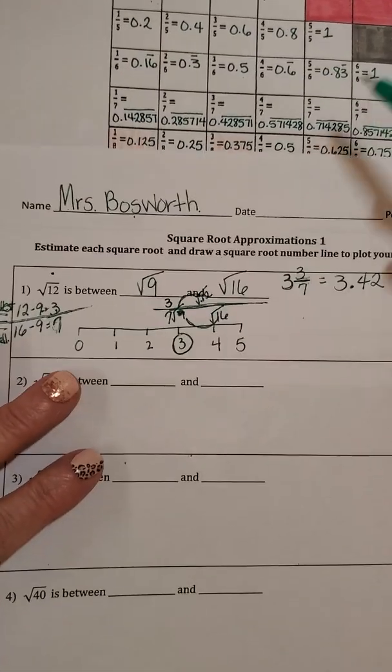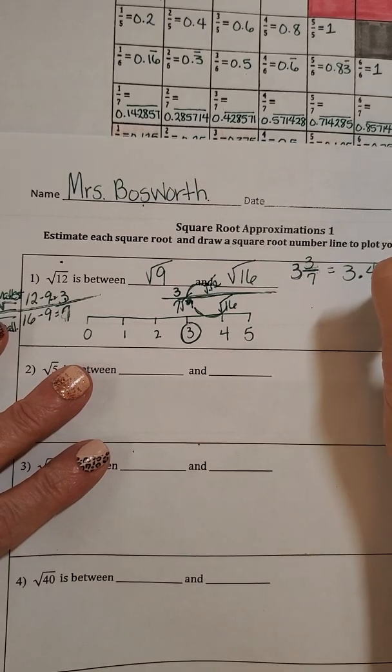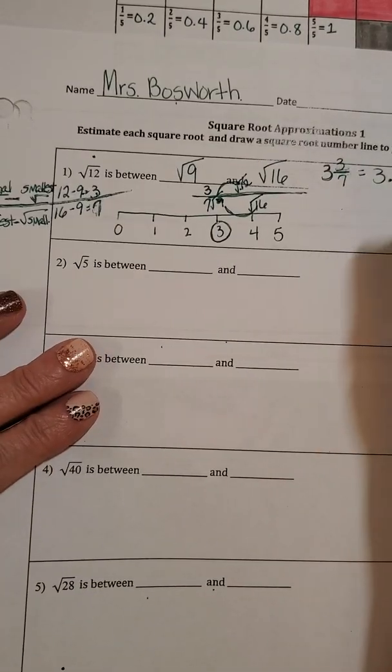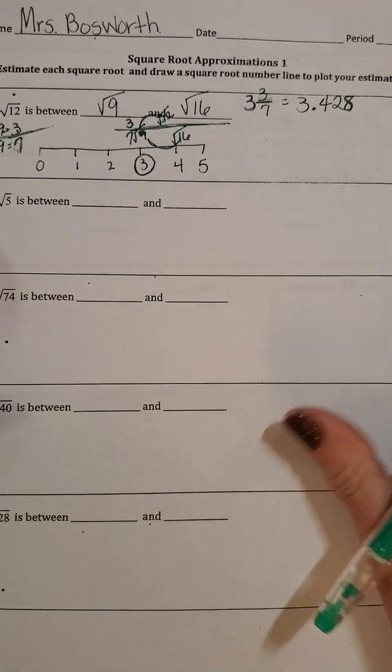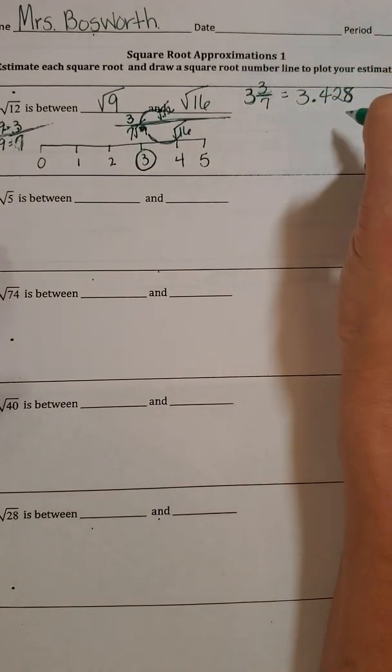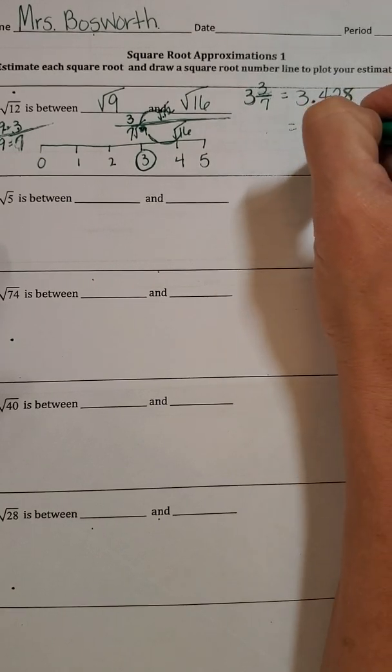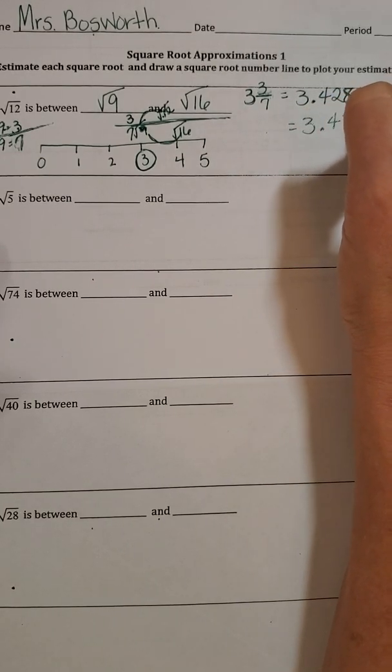Let's go ahead and go out 3 decimal places: 0.428. So we're going to round this to 2 decimal places this time instead of just 1. So this rounds to 3.43.